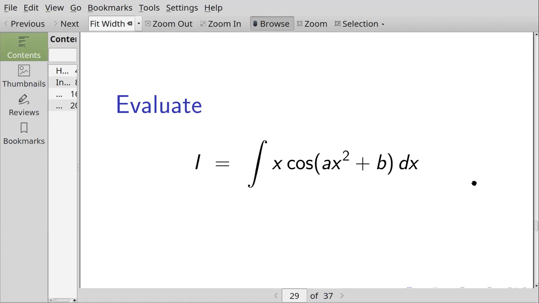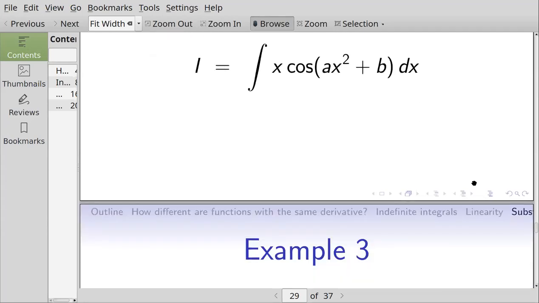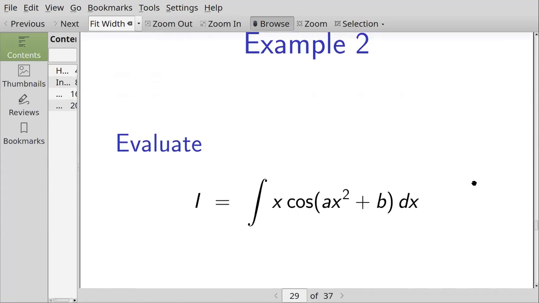Okay, so inside the cosine, I've got a polynomial, ax squared plus b. And outside, I've got x dx. Now, what's the derivative of ax squared plus b? 2ax. Right. Okay. So the differential would be 2ax dx. So I've almost got that outside. I've got x dx outside, and what I want outside is 2a x dx, but that's all right. Multiplicative constants can be handled, okay? So this is the way we do it. What would we let u equal?